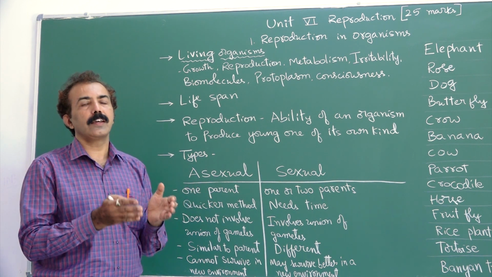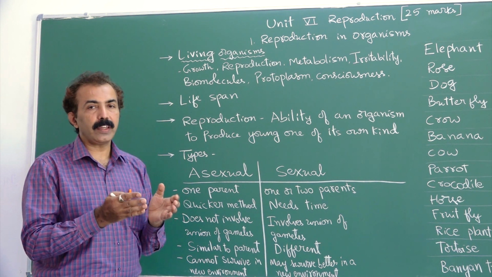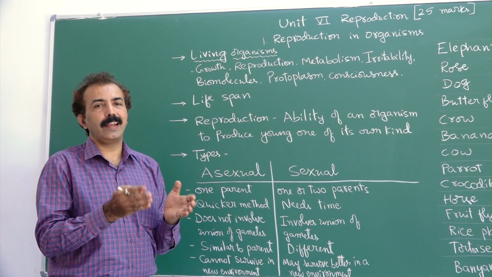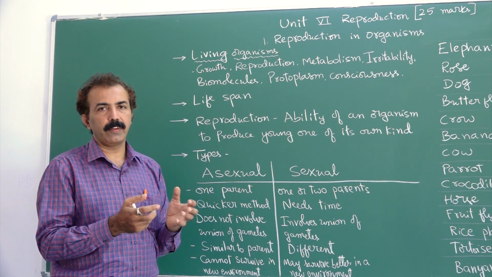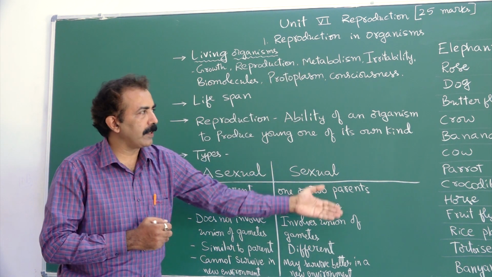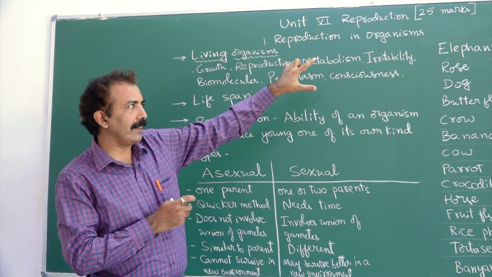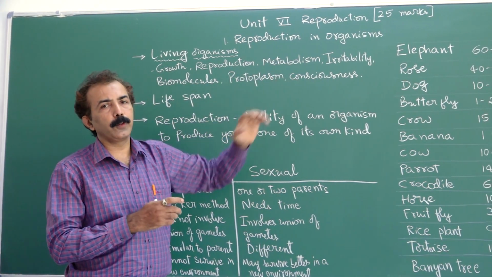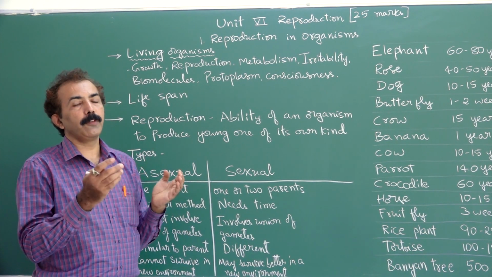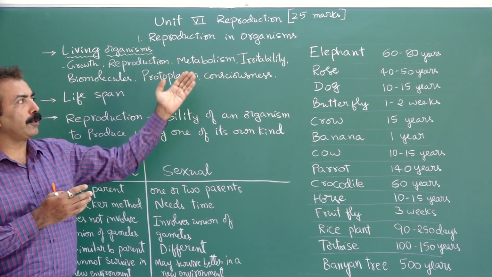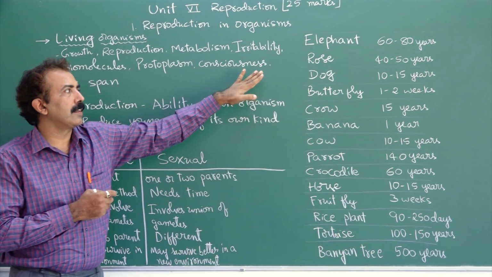Every organism has a specific lifespan. The number of years an organism lives, the number of days or weeks an organism lives is species specific. We have some examples. I have a list of some examples quoted in the text. Elephant lives about 60 to 80 years. Whereas a rose plant, of course, it depends on how you maintain the plant. And in normal circumstances, if you maintain it well, it can live up to 40 to 50 years. A dog has a limited lifespan, so 10 to 15 years.